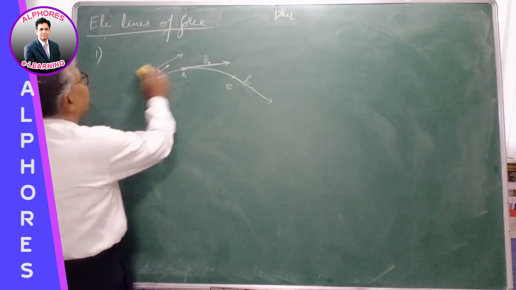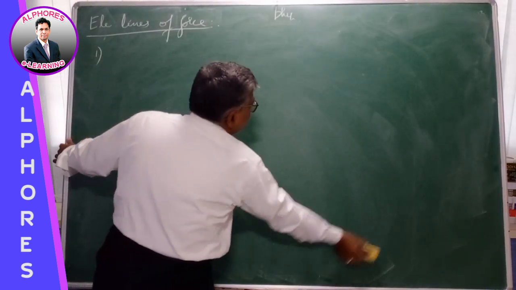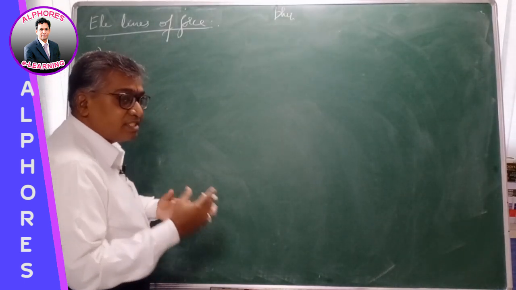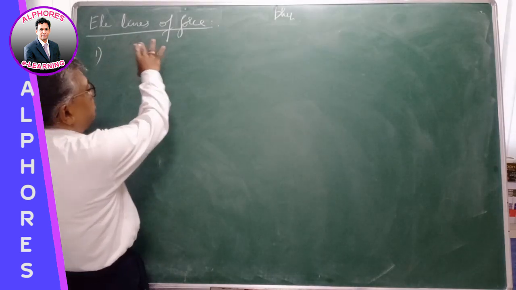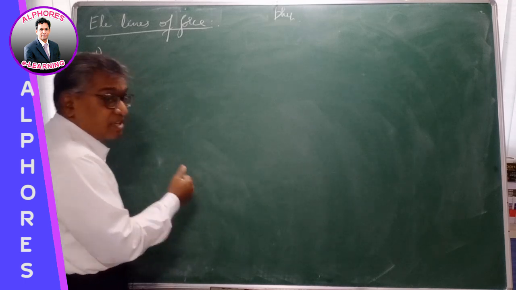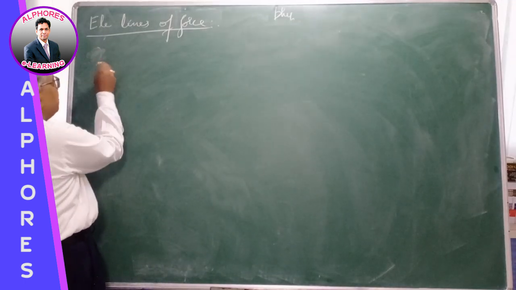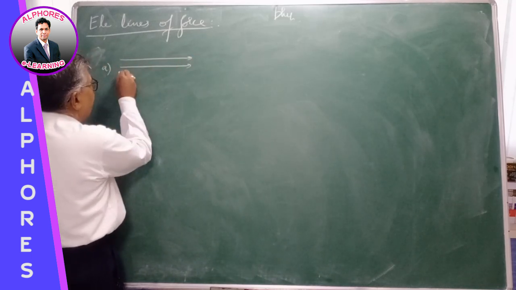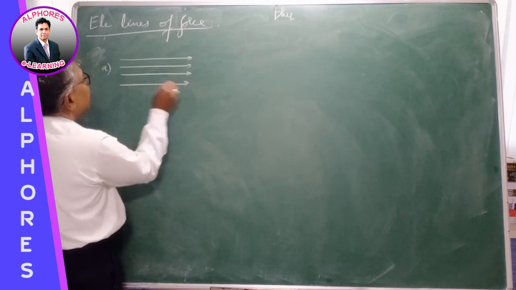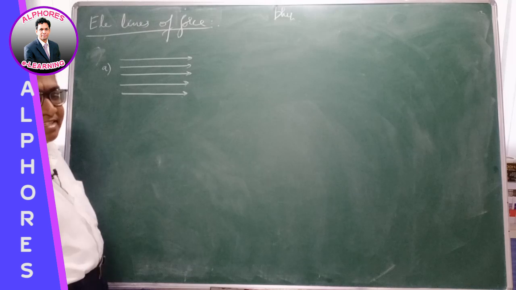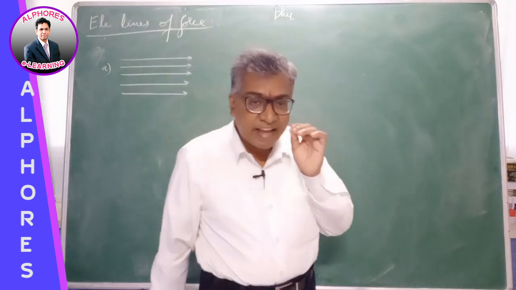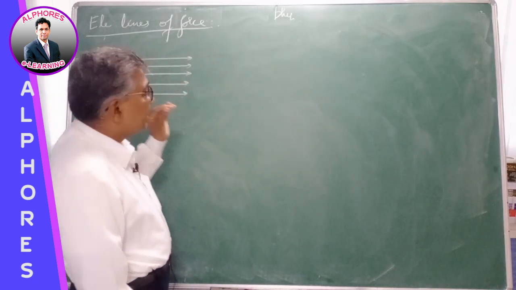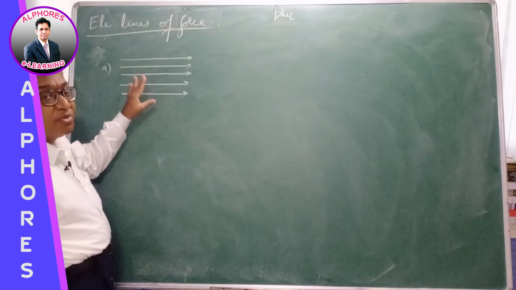The concept of electric lines of force actually simplifies the study of the electric field. Now, how do these lines of force exist? The different patterns of electric lines of force are given like this. First one, pattern A: if the lines of force are parallel and equidistant, it implies the magnitude of the electric field is constant and the direction of the electric field is also constant. That means this represents a uniform electric field.